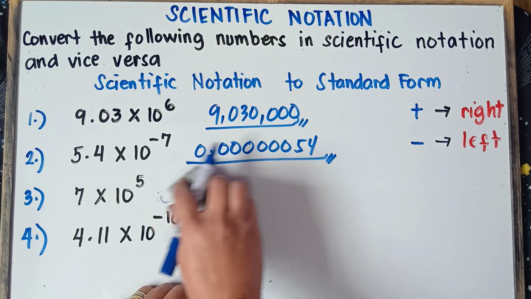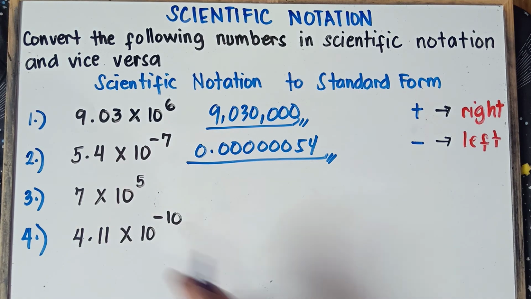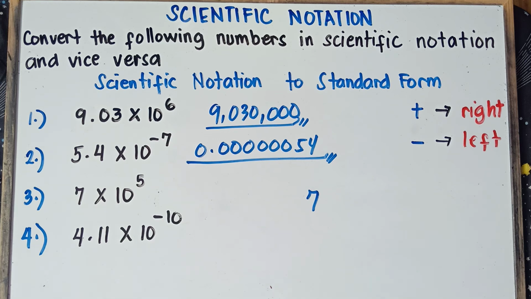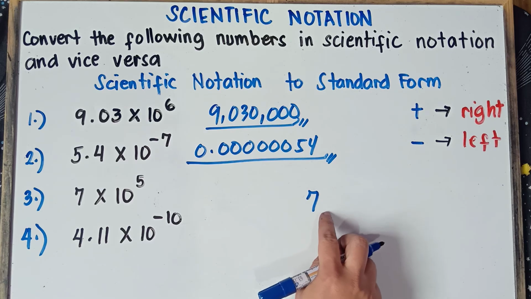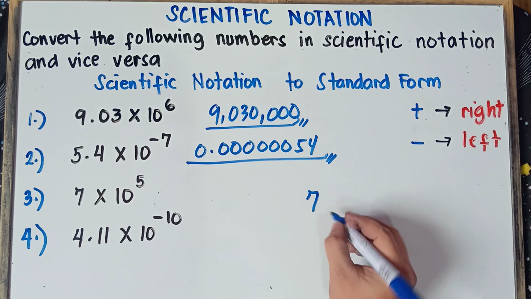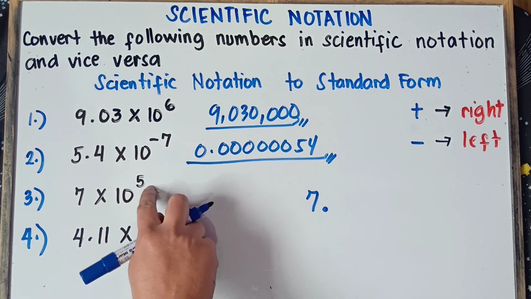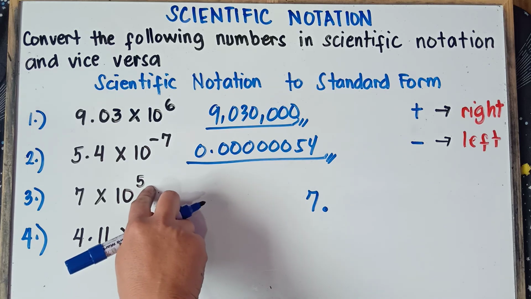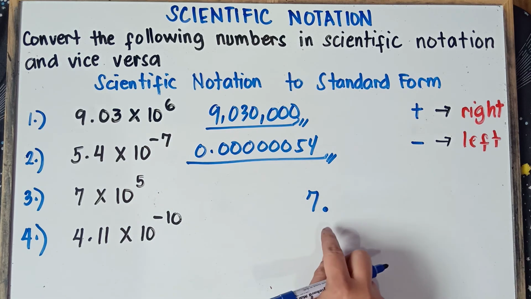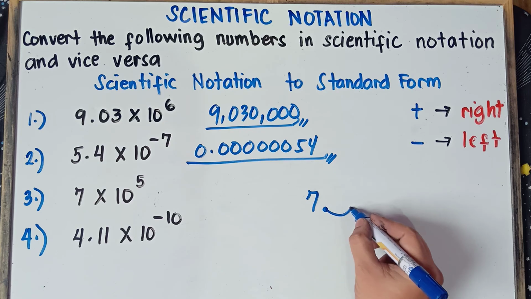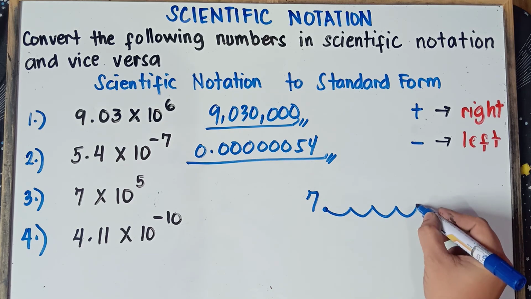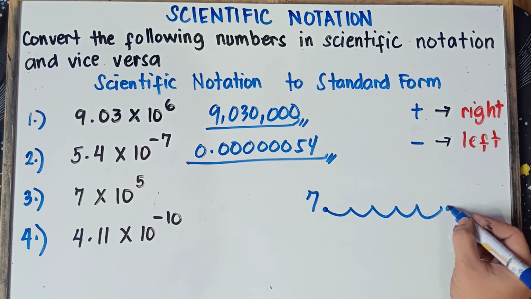Alright, so let's have example number 3. So we have 7. Now, where is the decimal point, class, if you have the whole number? That's correct. The decimal point is always after the whole number. The decimal point is here. Now, we have positive 5. So we need to move 5 units going to the right, starting from the decimal point. So, 1, 2, 3, 4, 5. And the decimal point will be here.